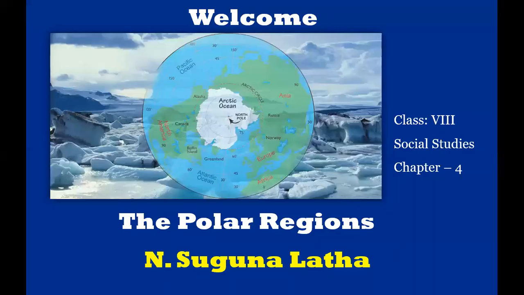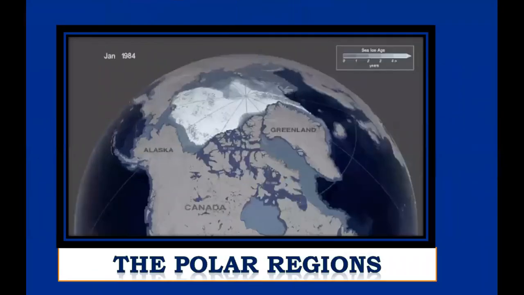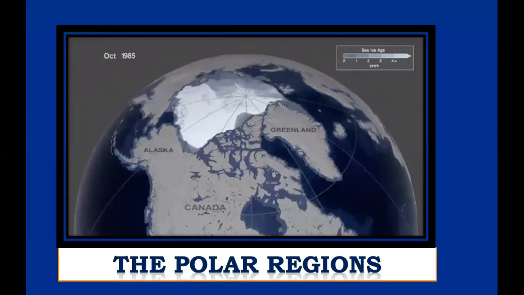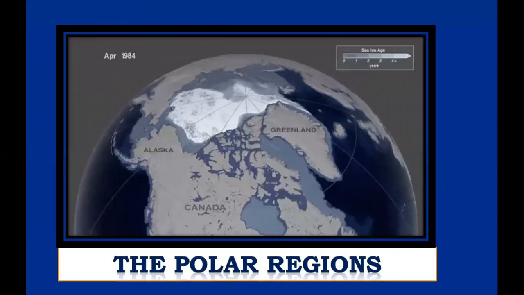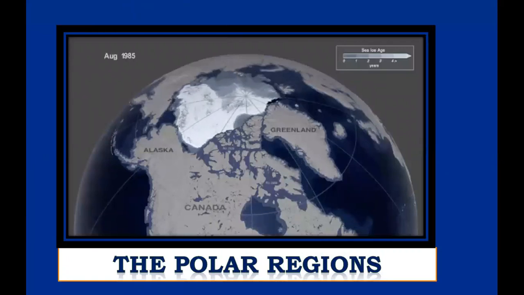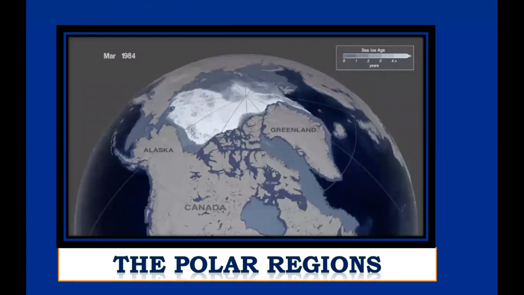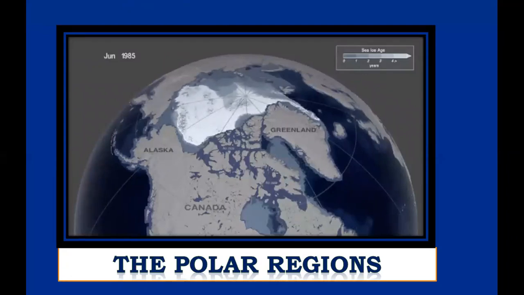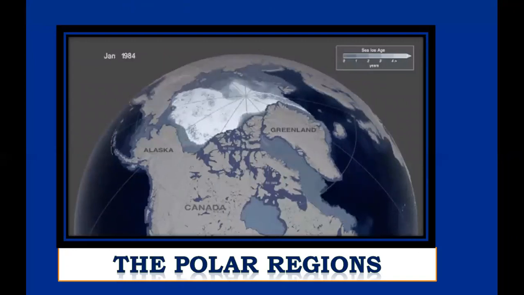Welcome to the topic, the polar regions. You all know that we have two poles, the North Pole and the South Pole. So, the region which lies near the poles is called the polar region. And here it is very cold, and the oceans and seas are frozen, and it is a place where you find 6 months of day and 6 months of night.